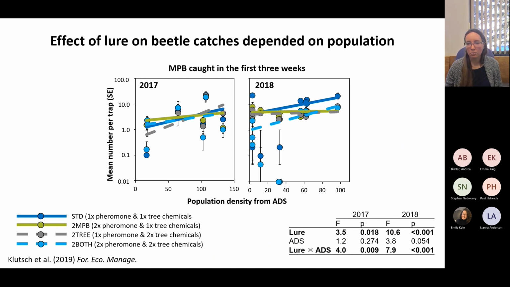We estimated this local population using the aerial detection survey. And so the lures performed differently, in that they caught different amounts of beetles depending on that local population that was indicated by the aerial detection survey. And we wanted to, again, do this, but pick out the two lures that we could use to detect beetles in low and high populations while they're in Alberta.